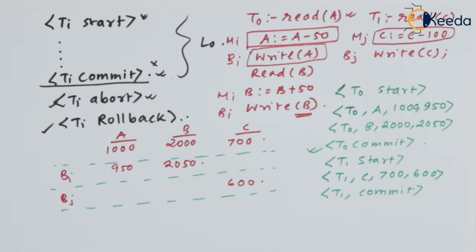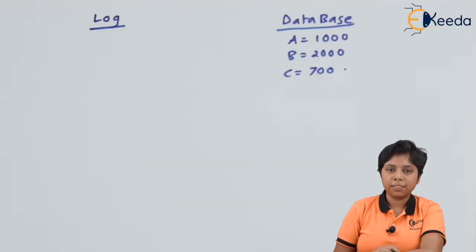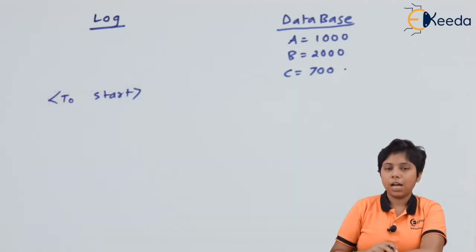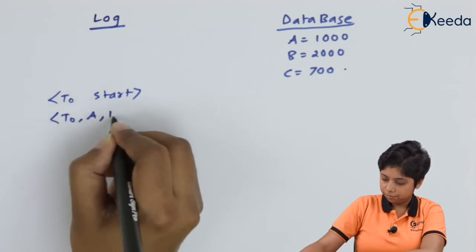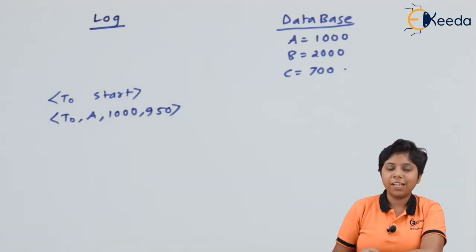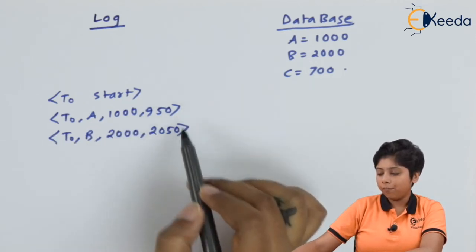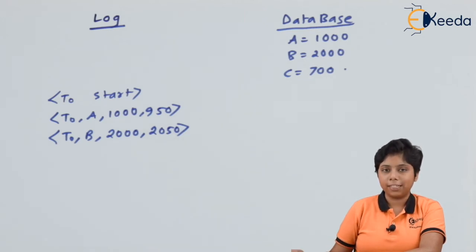Now let us look at how, according to the log, the database will be modified. So these are the values that the database has for A, B and C. Now first my log starts with T0 start. After that we have A modified from 1000 to 950 in its memory area of the transaction. After that we have T0, that is B memory area, to be updated with an addition of rupees 50. Now we can see that this 950 and 2050 will be affected in the database.